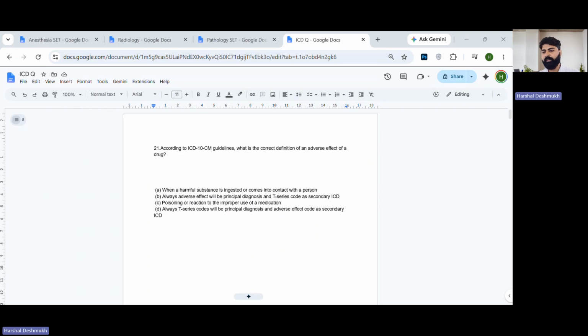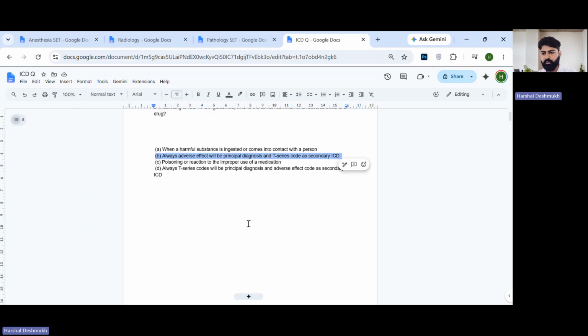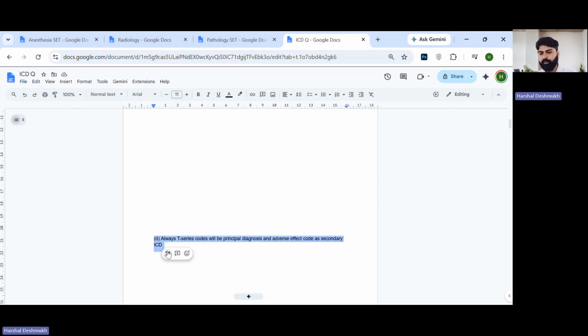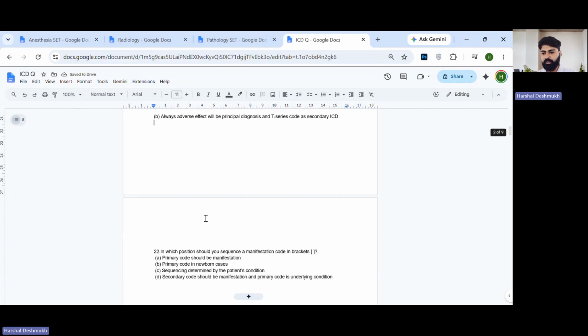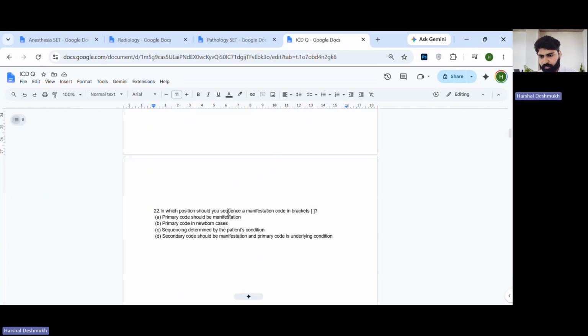All right, the correct answer to this question is option B. Always the adverse effect will be the principal diagnosis, and the T-series code will be your secondary ICD code. All right, moving on to the next question. In which position should you sequence a manifestation code in brackets?